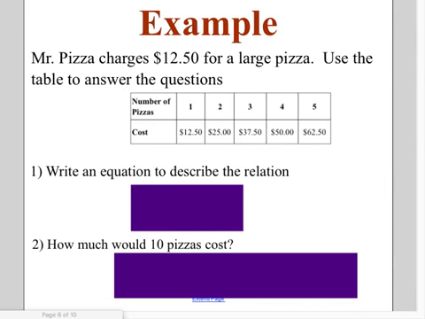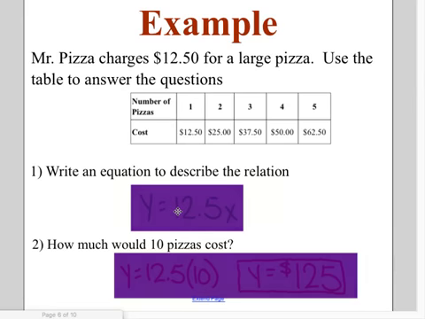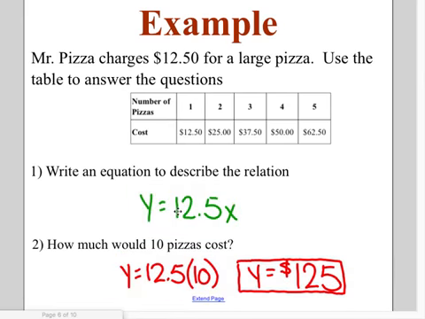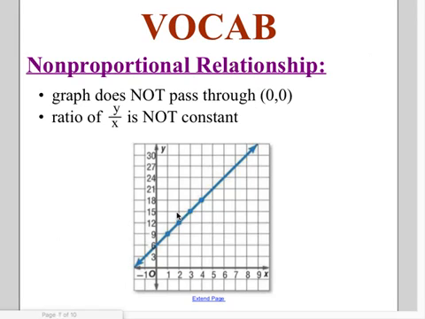Go ahead and try this one on your own, first proving if it is proportional or not, and then answering the 2 questions below. It is a proportional relationship, which means your equation ends up being y is equal to 12.5x, giving you the cost of 10 pizzas being $125. If you have questions about that, let me know when you get to class.